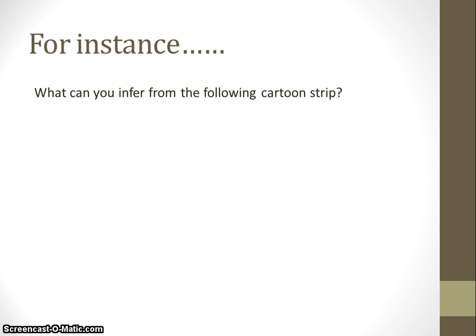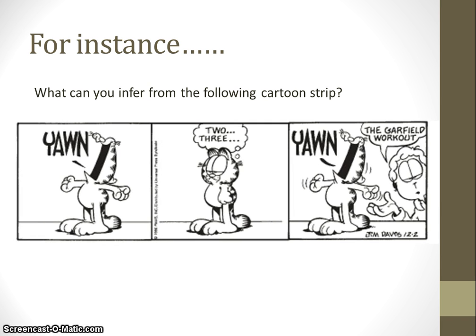For instance, I give you an example here. Let us look at this cartoon strip. You have Garfield yawning for the first time, and then he's counting 2, 3, 4, and then again he yawns, and then John appears at the side and says that Garfield is working out. If I were to look at the surface of this message, I would say that perhaps Garfield is exercising, or Garfield is working out. But then the cat yawns twice.